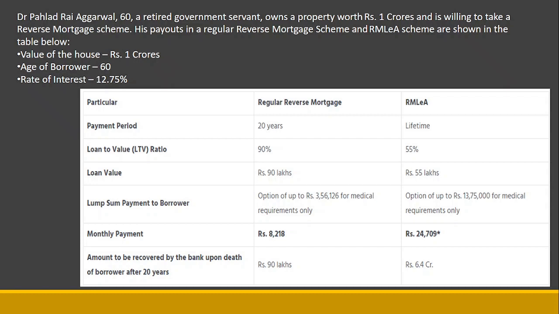So you see, house property value is 1 crore, age is 60. Let's say average rate of interest is 12.75. On these assumptions, we are trying to compare both. So the payment period for a regular normal reverse mortgage case is 20 years. So 60 to 80 is the period the bank is going to pay you something.